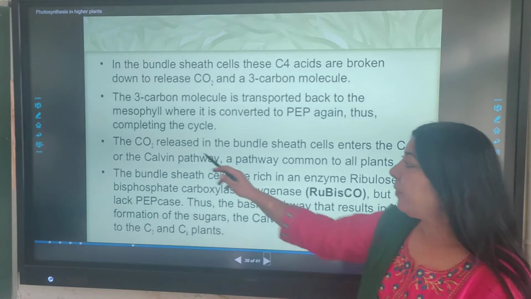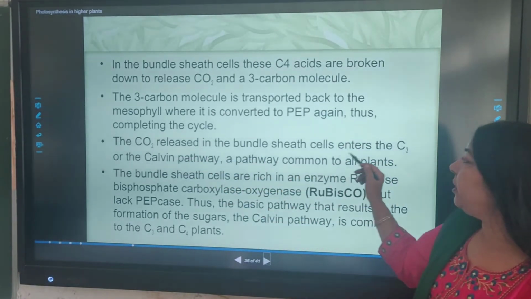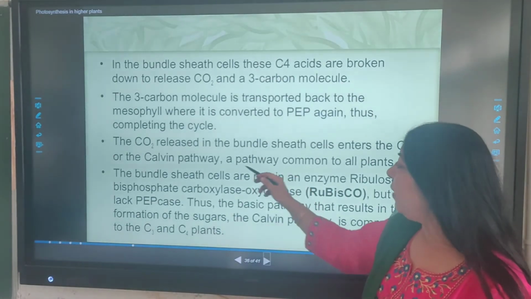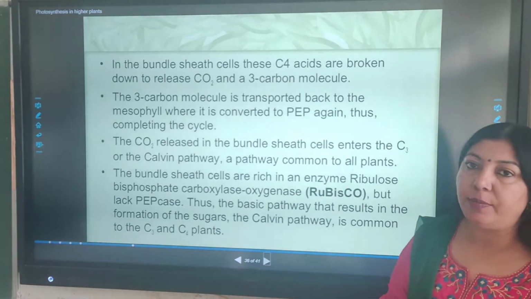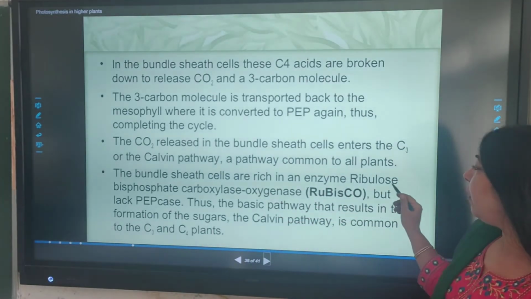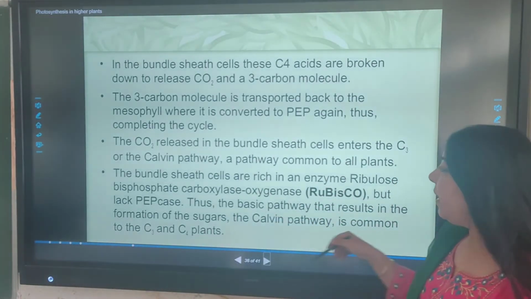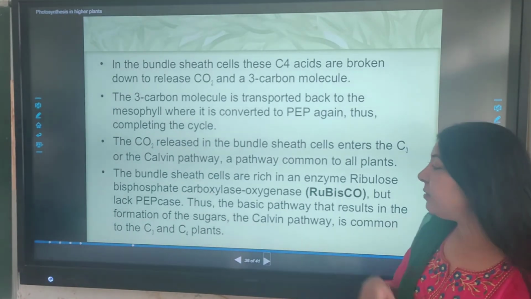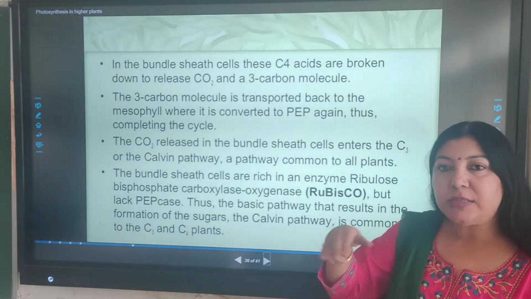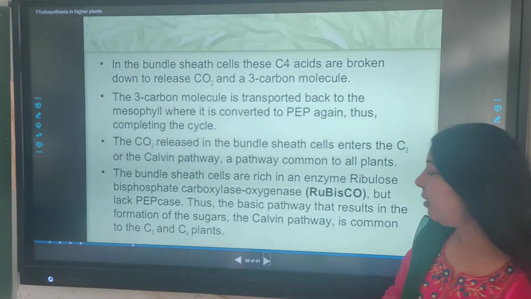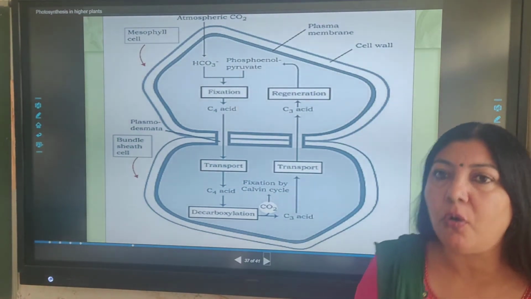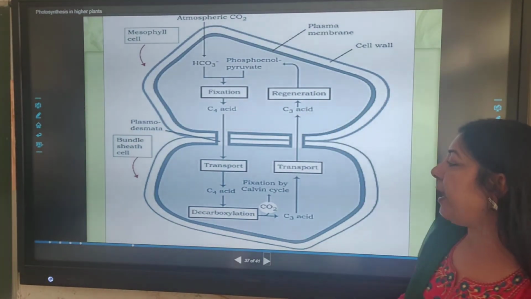The CO2 released in the bundle sheath cell enters the C3, that is Calvin cycle pathway, which is common to all the plants. And the bundle sheath cells are rich in the enzyme Rubisco, and there is a lack of PEPase. So as a result, this Calvin cycle pathway takes place in the bundle sheath cells, not in mesophyll cells. So let us now study the whole process with the help of this diagram.